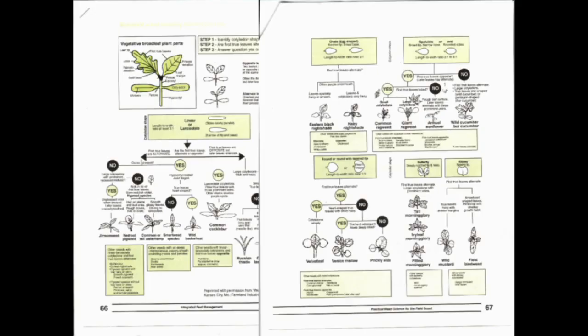So if we go back to our key then, and we work our way down the pathway, first true leaf, opposite or alternate, it's going to take us down to the left, and this is velvet leaf. So once again, the key works. Okay, let's go to another one that can present a little bit more of a challenge.